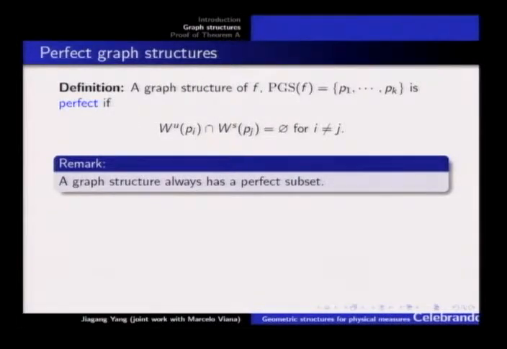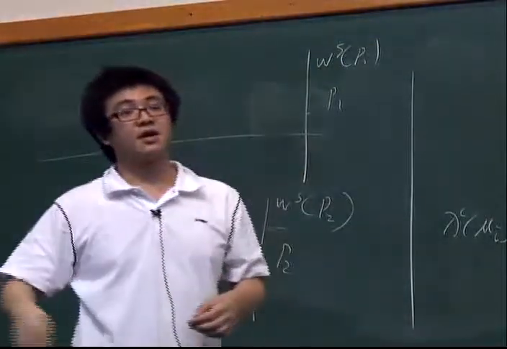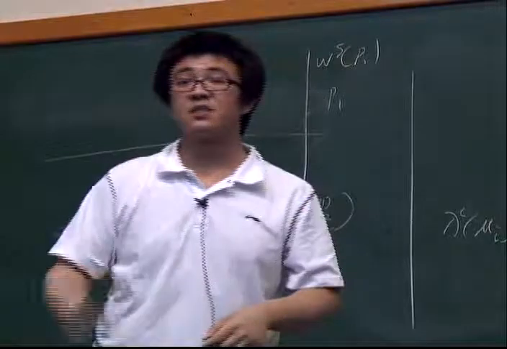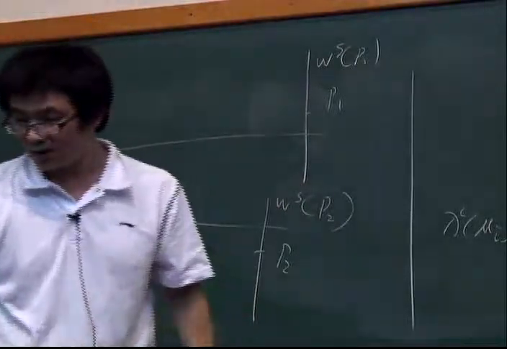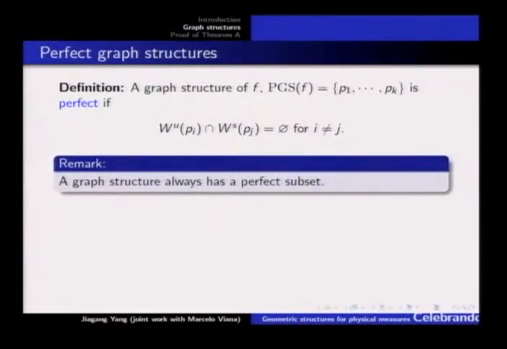And for graph structure, I need to define a perfect graph structure. What do I mean by perfect? It implies that between these periodic points from P1 to PQ, there is no heteroclinic intersection. The stable manifold of one periodic point cannot intersect the unstable manifold of another periodic point. And it's easy to show that a graph structure always has a perfect graph structure.